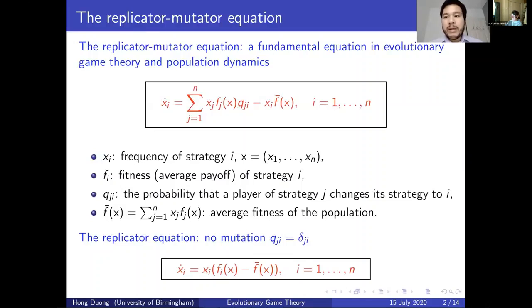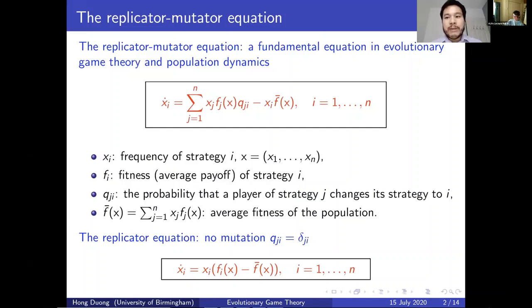We consider an infinite population that consists of n characters from 1 to n. Their frequencies are given by x1, x2, and up to xn. The replicator-mutator equation is a set of n ordinary differential equations that characterize the evolution of the frequencies.